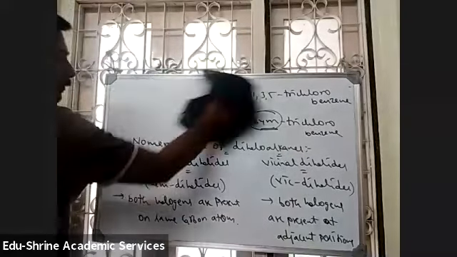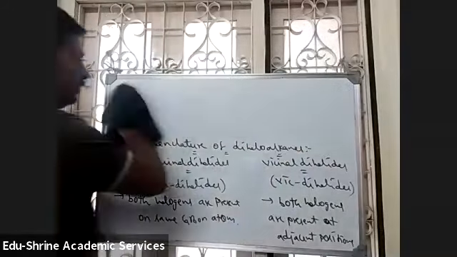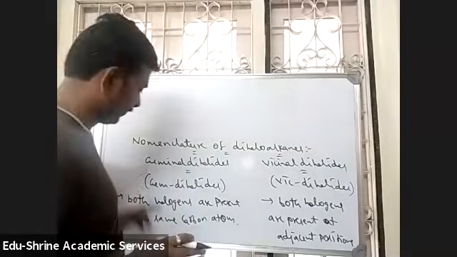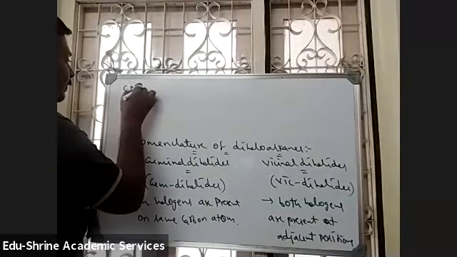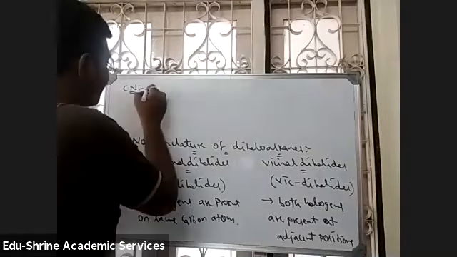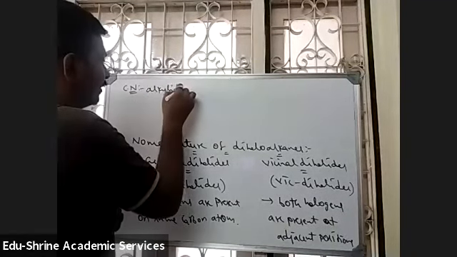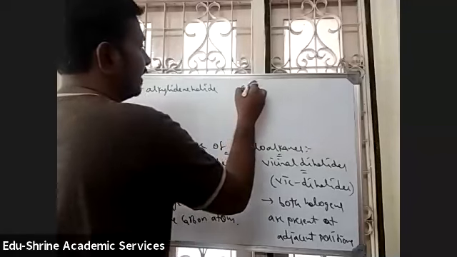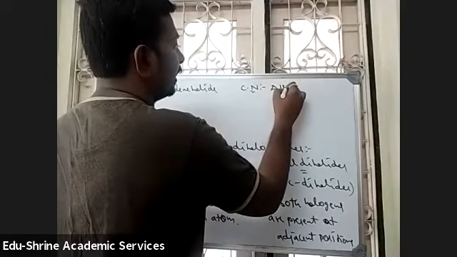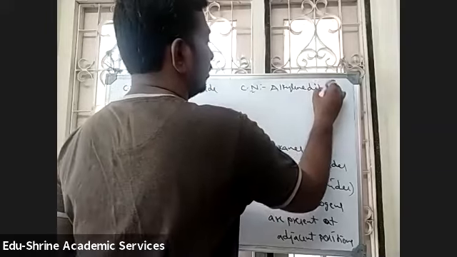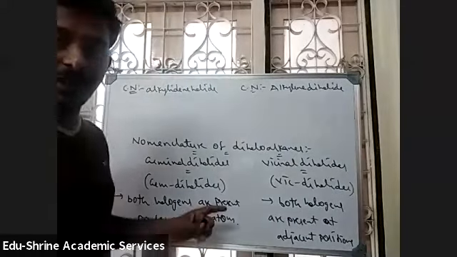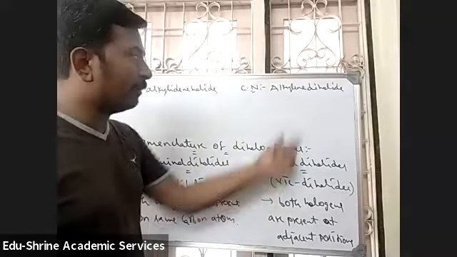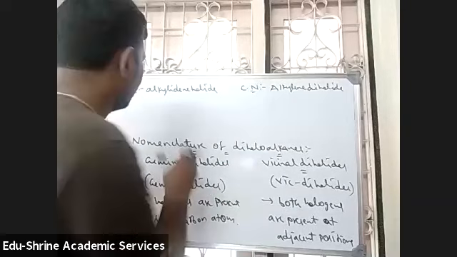Okay. Now for geminal dihalides, the IUPAC name we can write according to the rules. The common name of geminal dihalides is alkylidene halide. And the common name of vicinal dihalides is alkylene dihalide. So this is important, students. This is important, many times asked in the exam. So the common name of geminal dihalide is alkylidene halide. The common name of vicinal dihalides is alkylene dihalide.